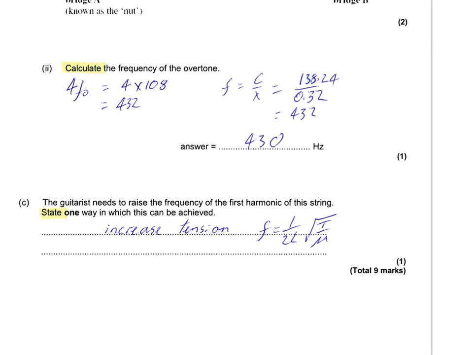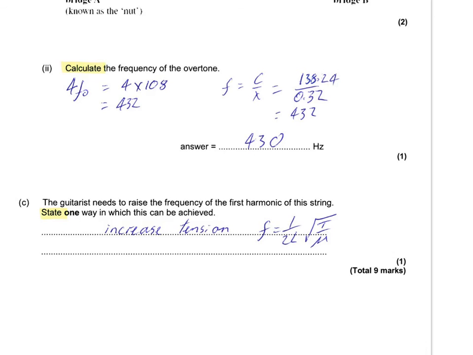The guitarist needs to raise the frequency of the first harmonic of the string. State one way he could achieve that. The easiest thing would be to say to increase the tension. We've only been asked how we're going to raise it; we've not been asked to say by how much. But what I'll be looking at is f equals 1 over 2L root T upon mu. That's the frequency of the first harmonic.